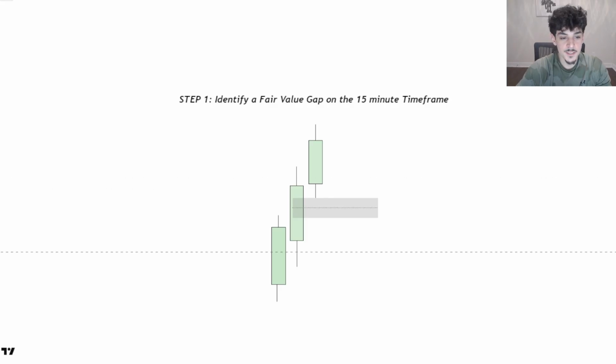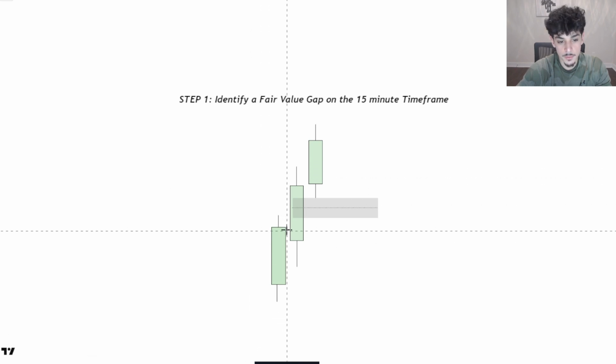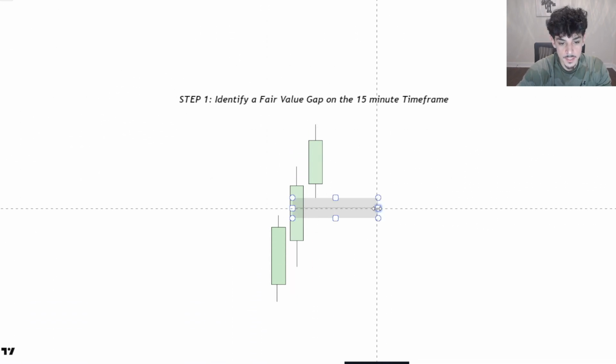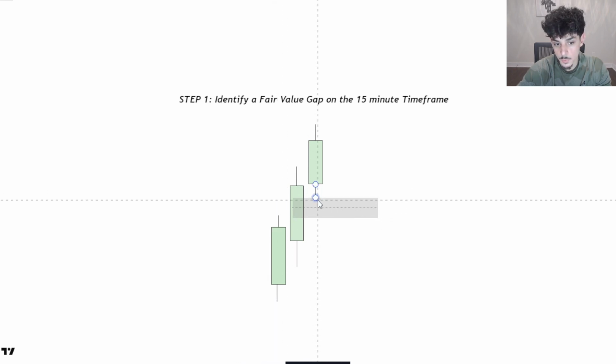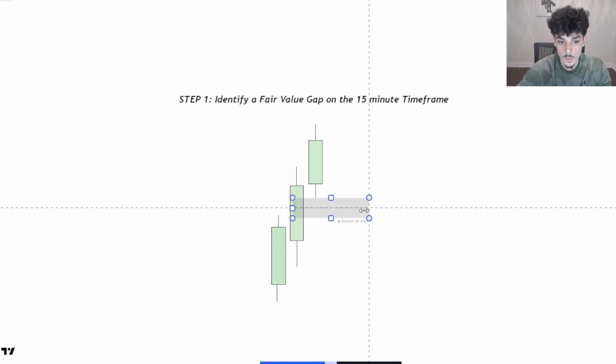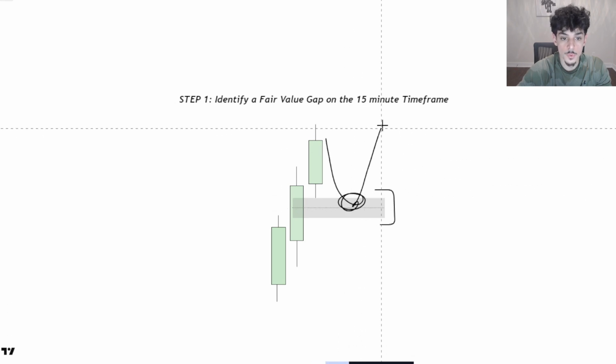Step 1, you want to identify a fair value gap on the 15-minute time frame. As you can see right here, we have that 3-candle pattern that creates a fair value gap because the up wick of the first candle did not trade into the down wick of the third candle right here. So it created a fair value gap, and this gap is basically telling us who's in control in the market. Right here, since we created a bullish fair value gap, it means that the buyers are the ones in control and that they're being aggressive. And what we can expect from this is a possible bounce here to create a new high.